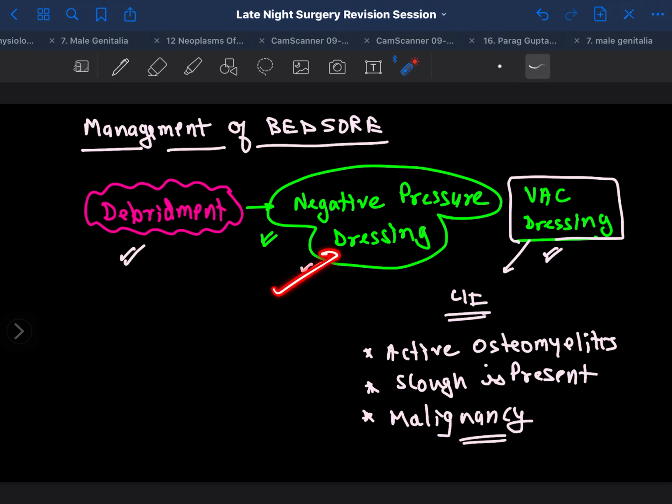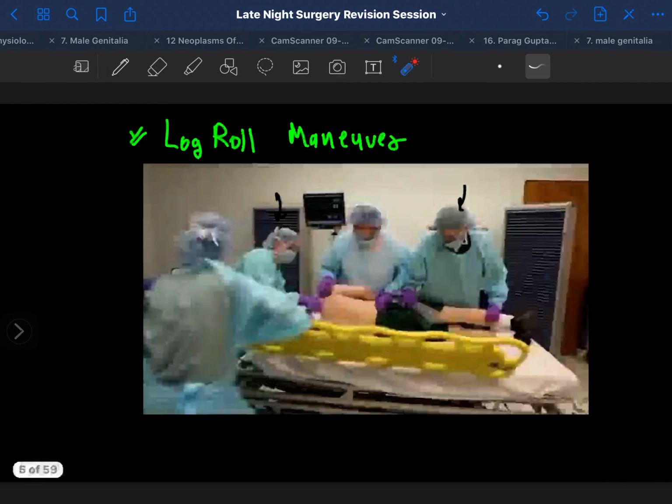And what about the management of the bedsore? You first go in for a debridement. After that, you put the patient on negative pressure dressing, that is a vacuum assisted closure. What are the contraindications for this VAC dressing? Active osteomyelitis, slough being present, and malignancy. These are the contraindications for a VAC dressing.